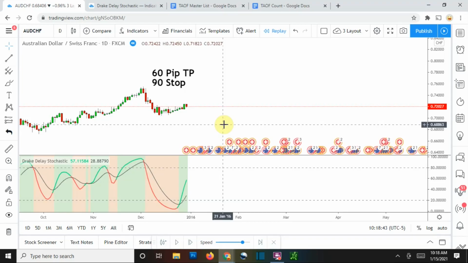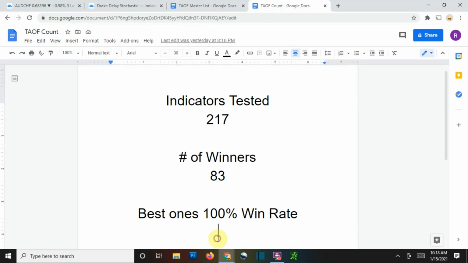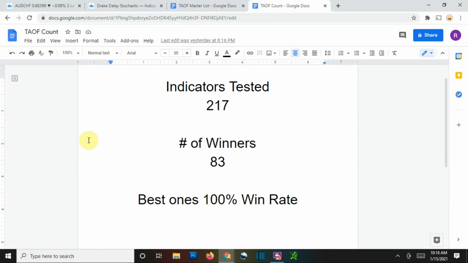Alright, as I said, today we will be testing Drake Delay Stochastic Indicator. But before we do, I wanted to put the indicator scoreboard up for everyone to see. So to date, we have tested 217 indicators, and out of those 217 indicators, 83 of them have been winners, which means that they have met or exceeded the 60% win-loss ratio threshold that we have set for them. The best ones so far were able to achieve a 100% win rate.